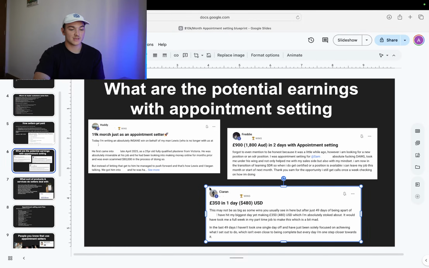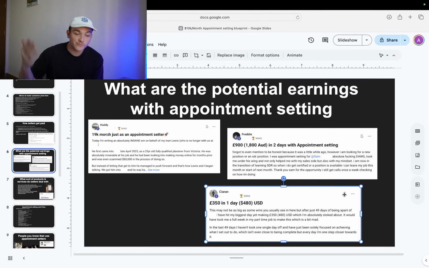Next one we have here is Kieran, who was able to make £350 in one single day. Now that's about 700 Australian dollars in one single day from appointment setting. "So this may not be as big a win as you usually see in here, but after just 49 days of being a part of the community, I have hit my biggest day yet, making £350 or 480 USD, 700 AUD, which I'm absolutely stoked about.